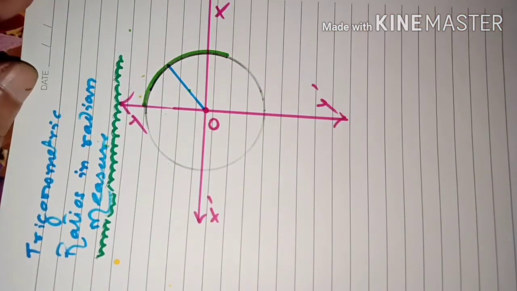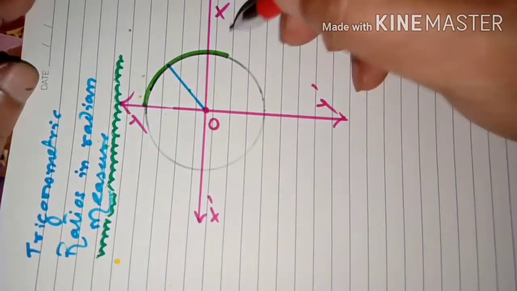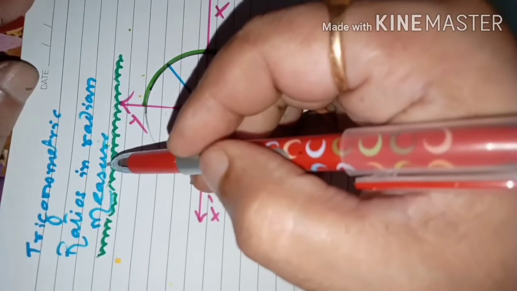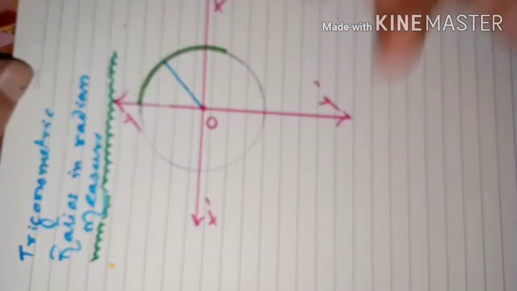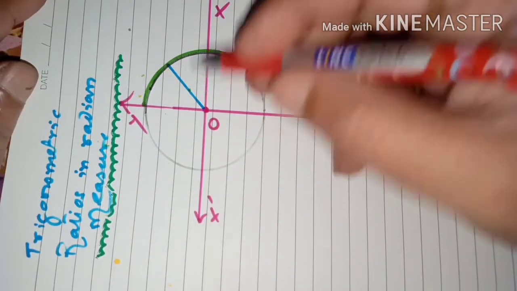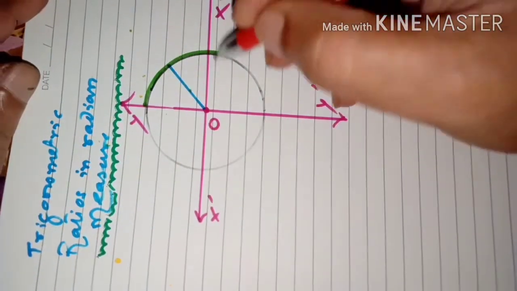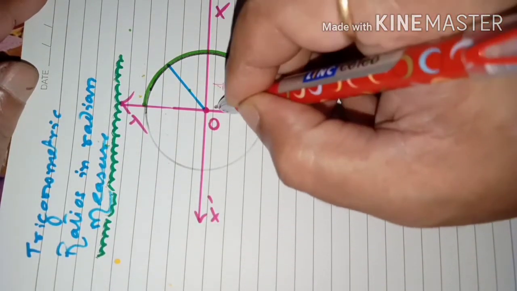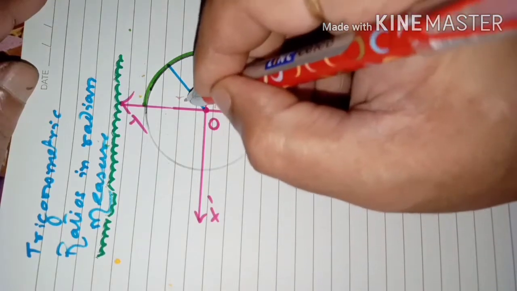So dear students, I have drawn one unit circle here, because we are going to write trigonometric ratios in radian measure, in terms of radian measure actually. So trigonometric ratios in radian measure. So here this circle is a unit circle. Unit circle means its radius is 1 unit. Here it is 1 unit.